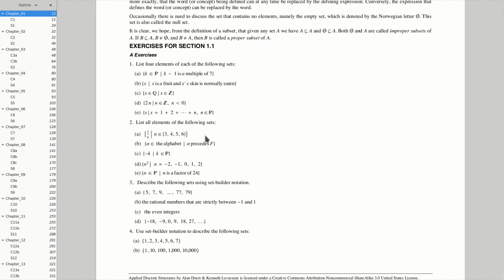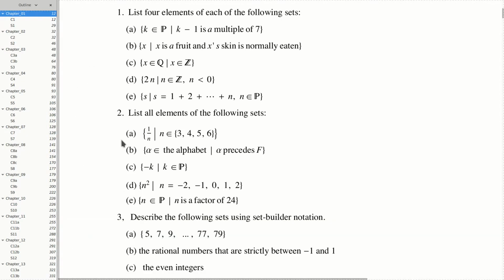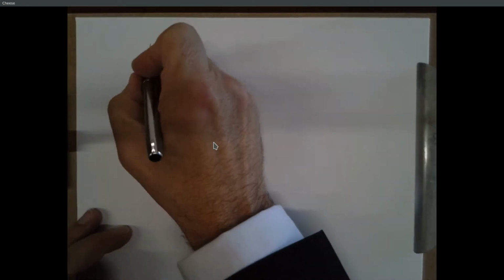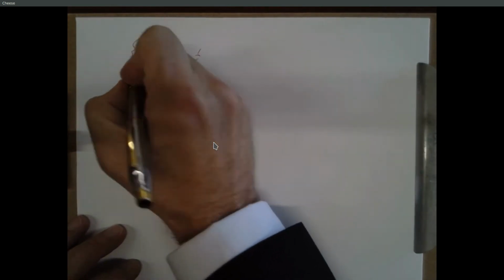So question 2, list all the elements of the following sets. And you see something like the set of 1 over n such that n is contained in the set {3, 4, 5, 6}. So basically you look at the conditions on n, and then for every n that satisfies those conditions, an element of the set is given by the thing to the left of the such that, so 1 over n. So the elements of the set in this case would be 1/3, 1/4, 1/5, 1/6. And if you wanted to write that as a set, you throw it in curly brackets.